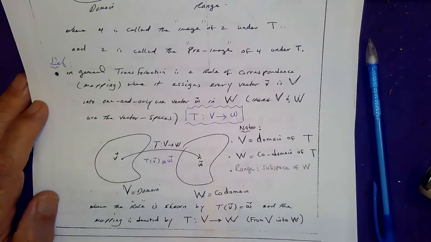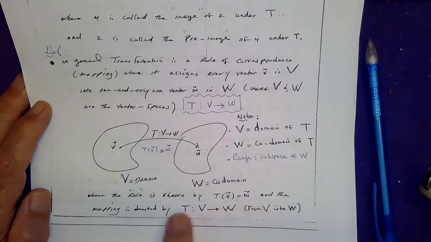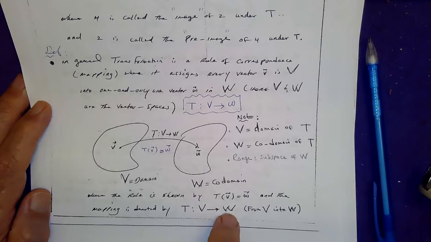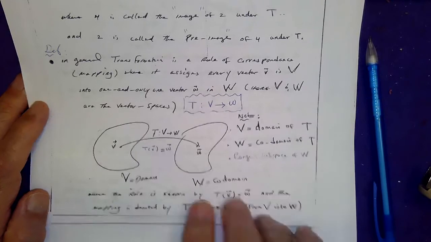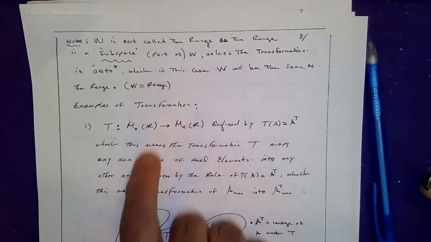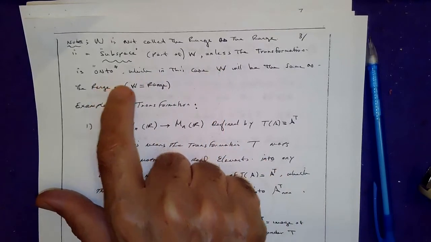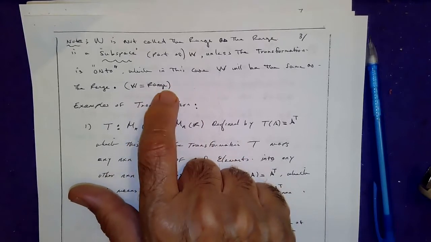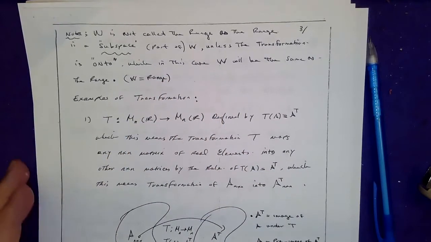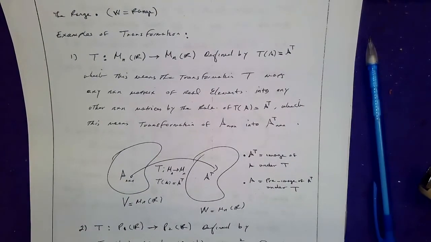The rule here is, the transformation of v is equal to w, and the mapping is defined, in general, from V into W. So W is not called the range because the range is a subspace, unless the transformation is onto, where W matches the range, so W becomes the range. And we are not going to go over that topic.